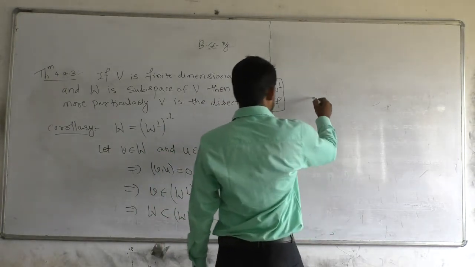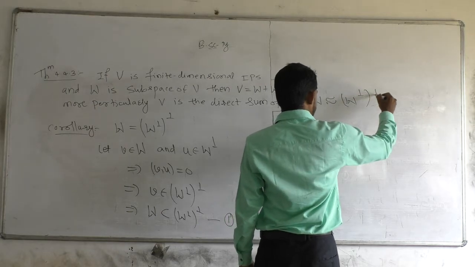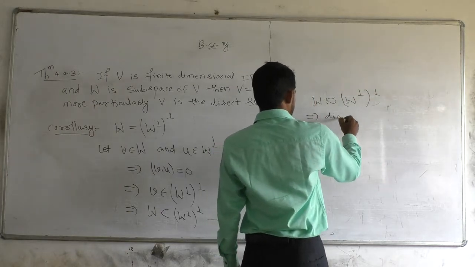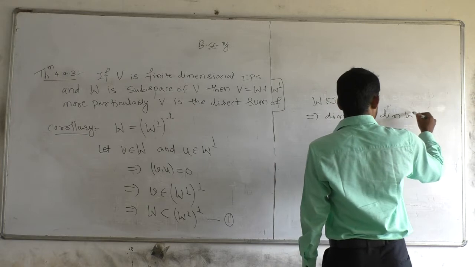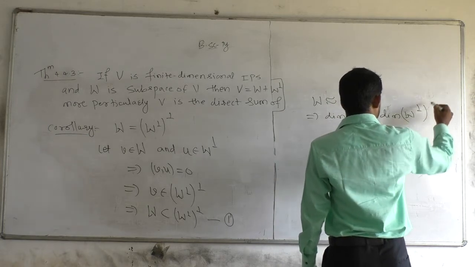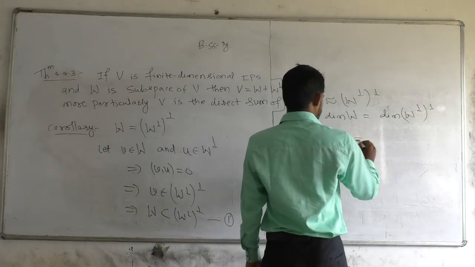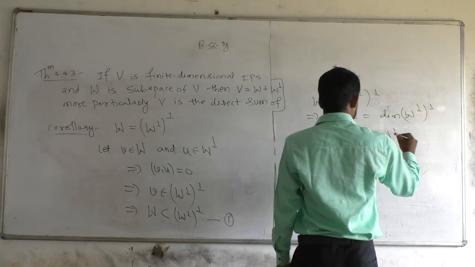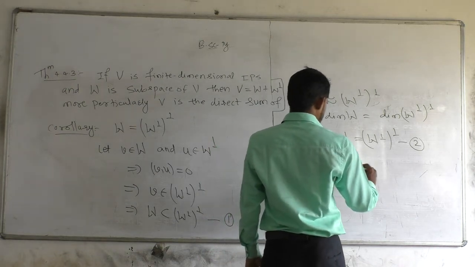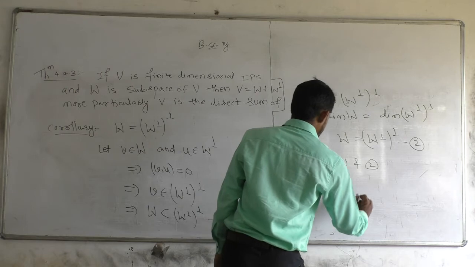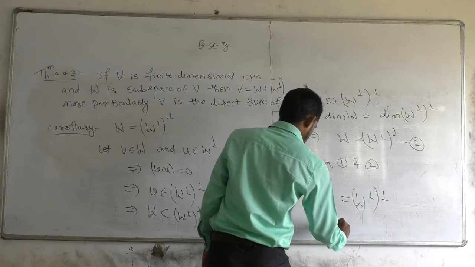Now, we know that W is isomorphic to the orthogonal complement of W and its orthogonal. This implies that the dimension of W is equal to the dimension of the orthogonal complement of W and its orthogonal. This implies that W is equal to the orthogonal complement of W and its orthogonal. So from 1 and 2 we can say that W is equal, and this is the proof of the corollary.